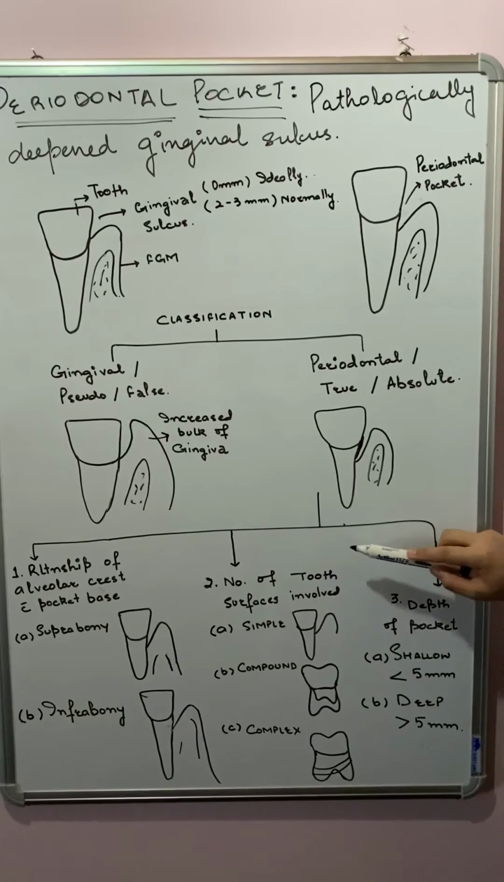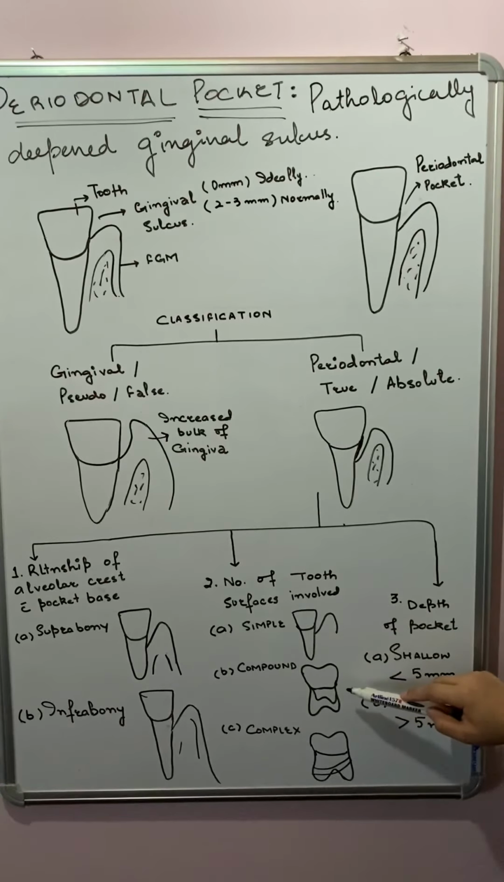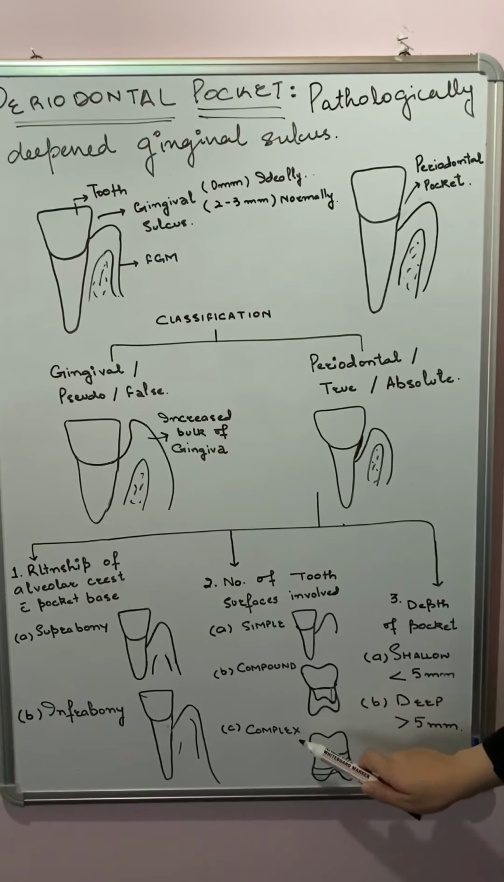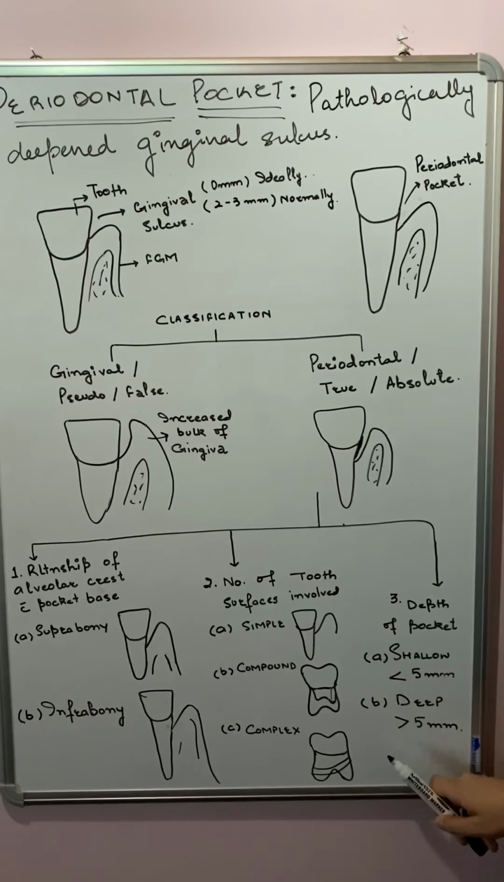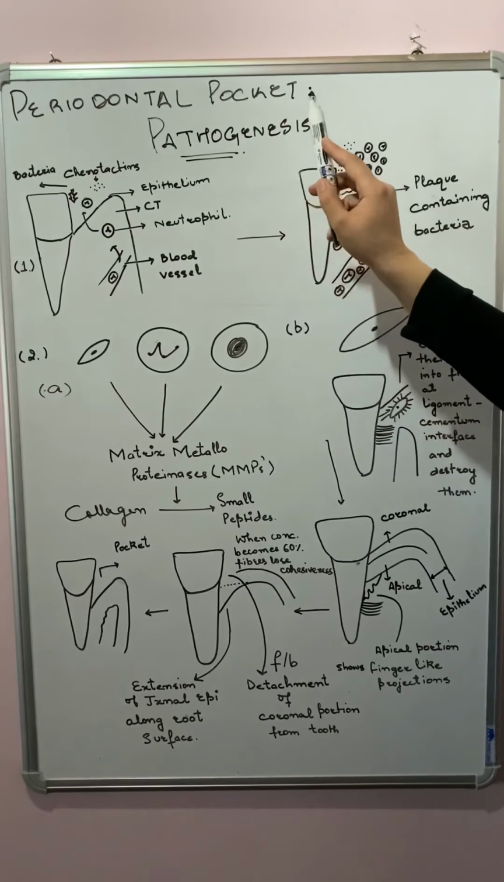Now, second, based on the number of tooth surfaces involved, we have the simple, compound and complex. In case of simple, only one tooth surface is involved. In case of compound, two tooth surfaces are involved, and the depth, which is greater, is taken to be the actual depth of the pocket. In case of complex, all the tooth surfaces are involved and the extension occurs up till the furcation area. Third is based on the depth of pocket, we have the shallow and deep pocket. Shallow is wherein the depth is less than 5 mm, and in case of deep, it is more than 5 mm.